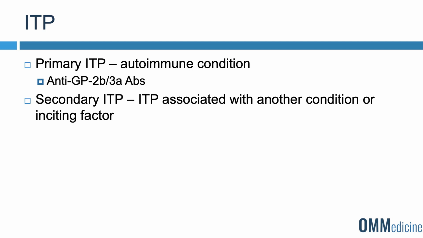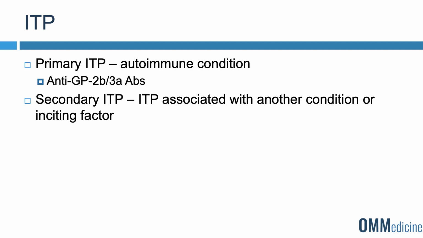Now, primary ITP is considered an autoimmune condition caused by the development of autoantibodies against the GP2B3A receptor on platelets. Now, we won't go into all of the pathophysiology and different receptors located on platelets in this module. However, it's important to know that the reason we develop thrombocytopenia in ITP is because we have antibodies against the GP2B3A receptor on platelets, and that's going to cause these platelets to be absorbed and sequestered by splenic macrophages, which will ultimately cause destruction in the spleen and therefore a low platelet count.